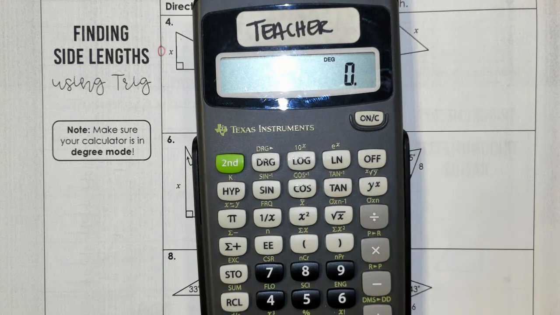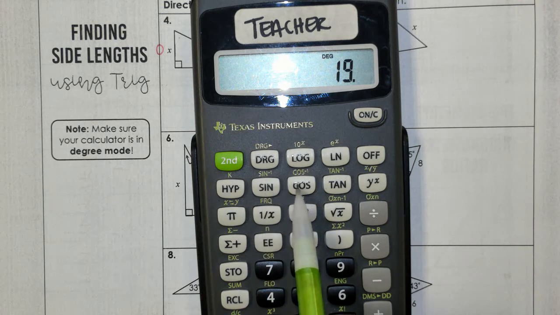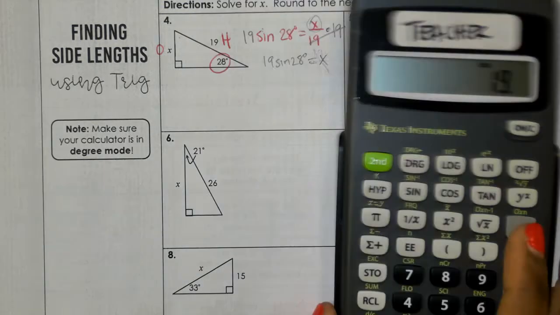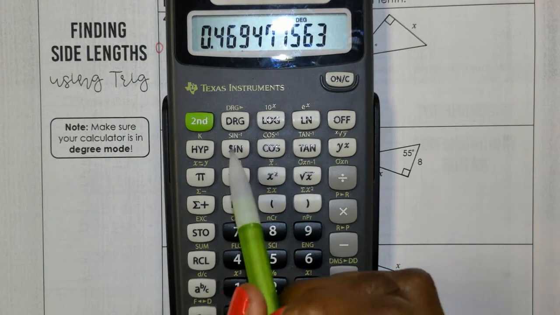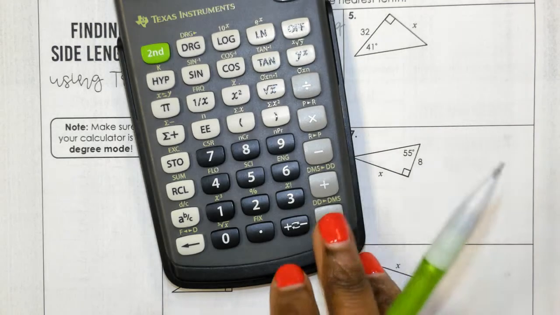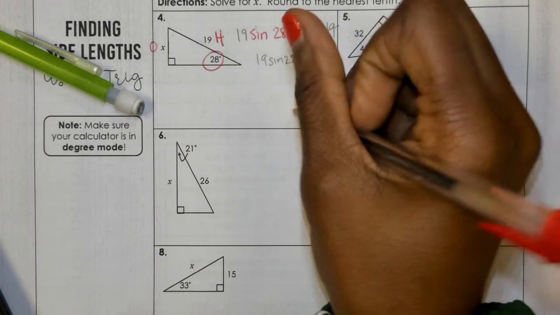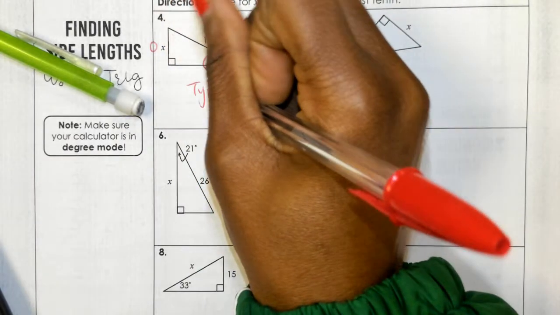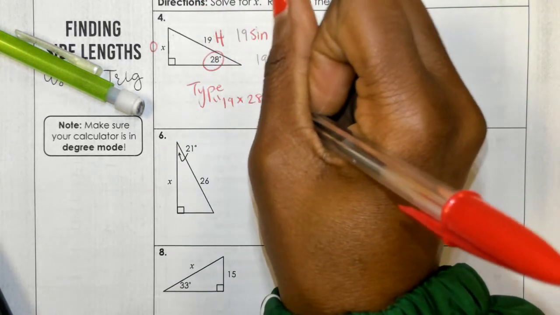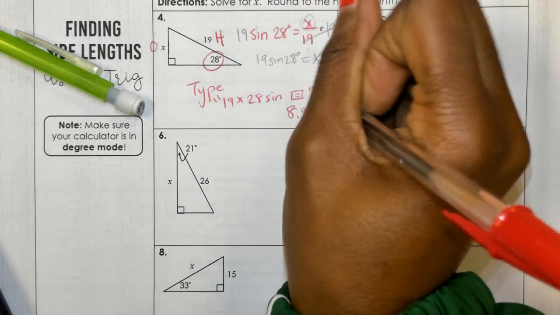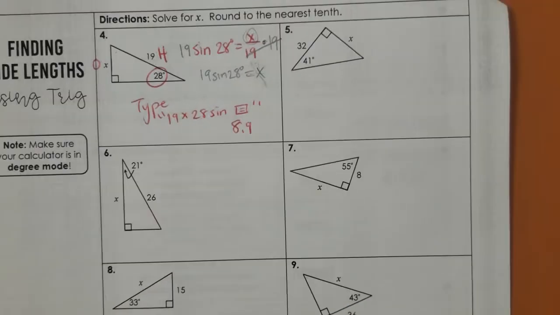To type this in on the class calculators, you're going to type in 19 times, and then you have to tell the calculator what you're taking the sine, cosine, or tangent of before you do it. So I'm telling it, 28 is the number I want to take the sine of. That's just telling me what the sine of 28 is, but I need to hit equals to get the final answer as 8.9. So again, on the class calculators you type 19 times 28 sine, and then equals. You do have to hit the equals button, or else it's just going to tell you what 28 sine is. And that's our process.